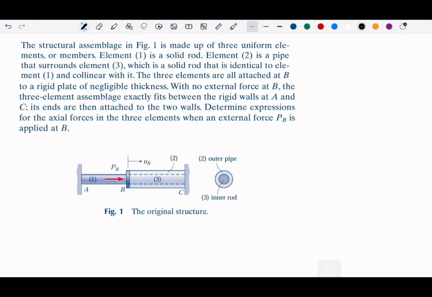Element 1 is a solid rod. Element 2 is a pipe that surrounds element 3, which is a solid rod identical to element 1. So elements 1 and 3 are identical, which means they have the same E and the same cross section. And the three elements are attached at B, assuming that this is a rigid plate that is not going to deform. That's our assumption. We can also ignore the thickness of this plate, and there is no external force at B.